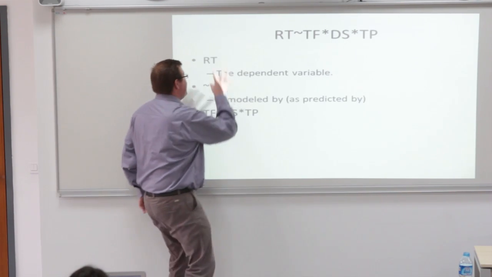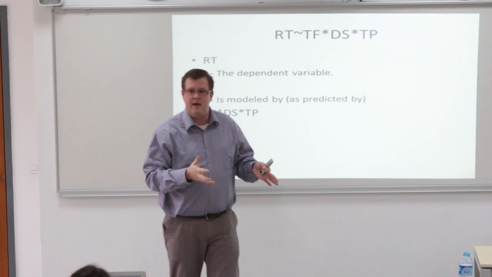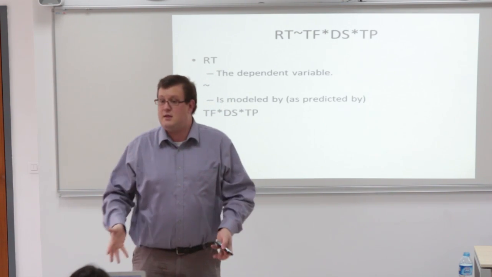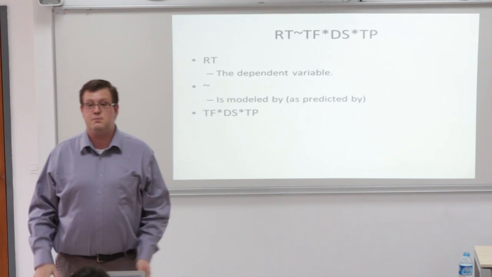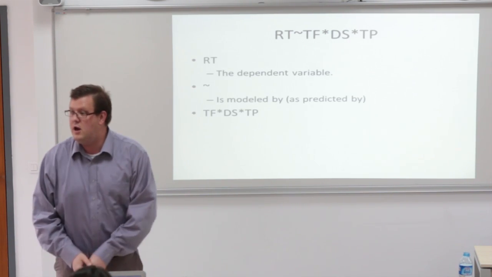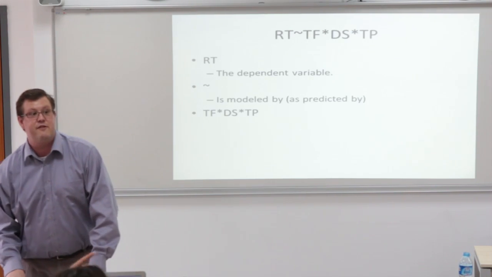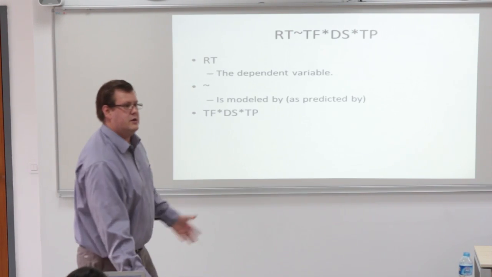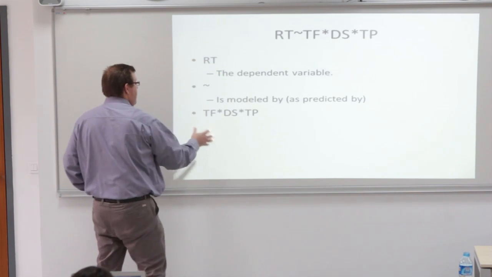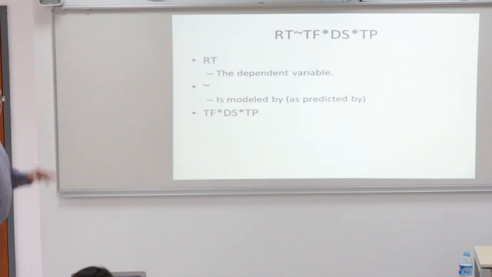So this means that the dependent variable is modeled by, or is predicted by, right? We're making predictions. That's the whole point of statistics. What's the best estimate of someone's response time? Well, if we know the grand mean, that's all we have to go with. If we know the grand mean and the effect of some factor, and we know what level of the factor they are, we have a better prediction. So we are predicting response times off of this. This is our model.